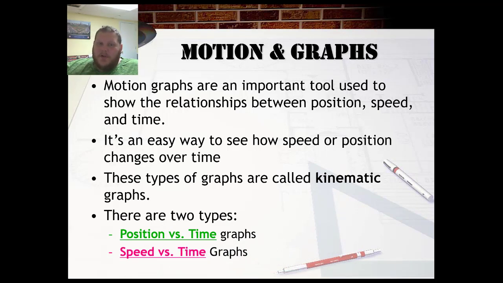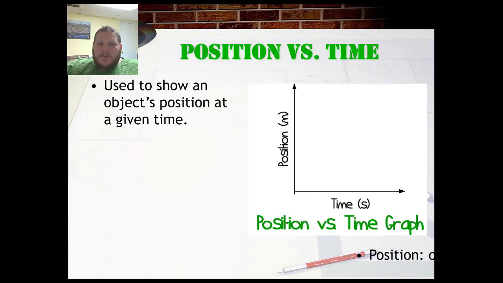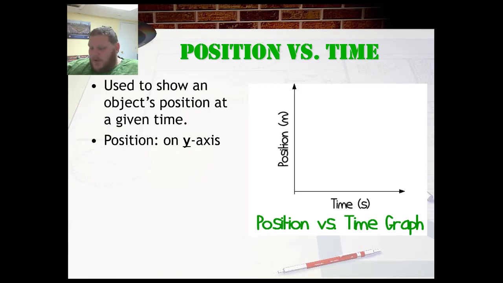We have a fancy name for them. They're called kinematic graphs. So it could be position versus time graphs or speed versus time graphs. For right now, speed versus time graphs is what I'm calling it. The formal term is velocity versus time graphs because, for that one, direction does matter. A position versus time graph gives an object's position at a given time. The position is the y value, so the vertical axis tells us how far it's gone, and the x-axis tells us how long it took to get there.